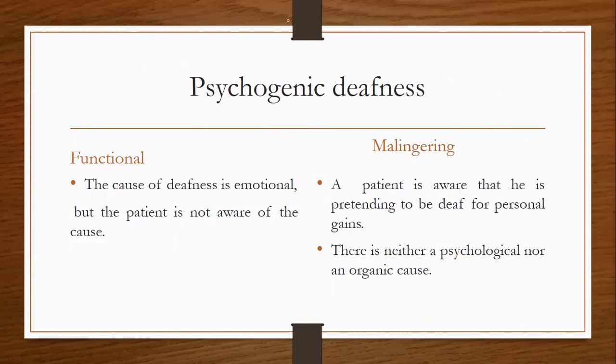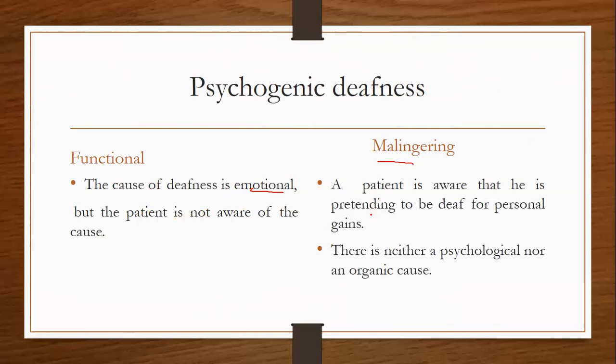Then psychogenic deafness is a part of neurogenic sensory-neural deafness. It can be divided into two forms: functional and malingering. Functional means the cause of deafness is emotional, due to some emotional disturbance or emotional changes of the patient, but the patient is not aware of this cause. Functional means there is a cause, which can be related to emotional disturbances, but the patient is not aware of it.